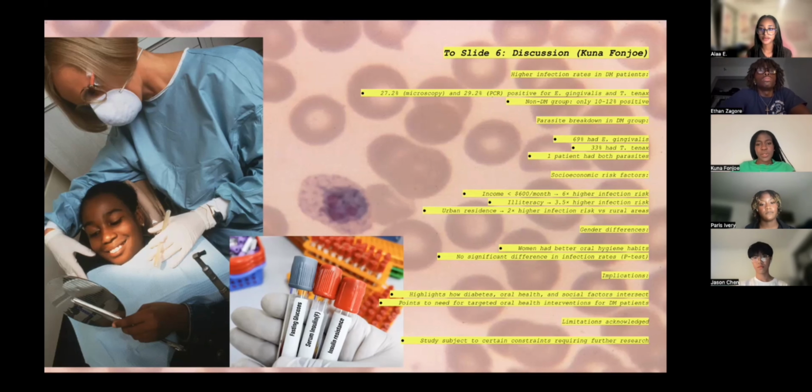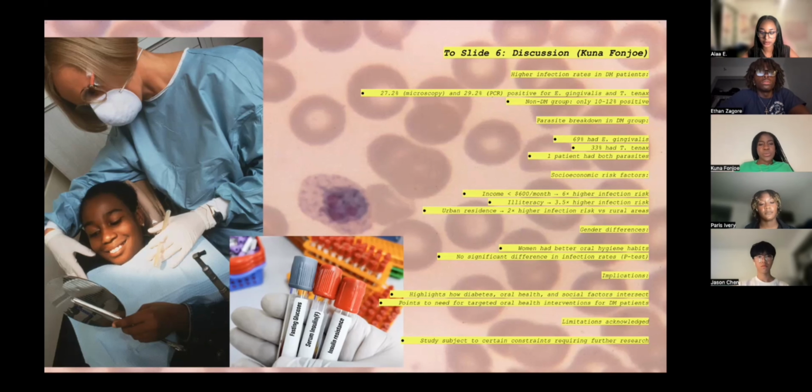Other social and economic factors did show a significant impact nonetheless. For instance, people earning less than $600 a month were 6 times more likely to be infected than those who make more than that. Additionally, illiterate individuals held about 3.5 times the risk of infection compared to those with at least a high school diploma.